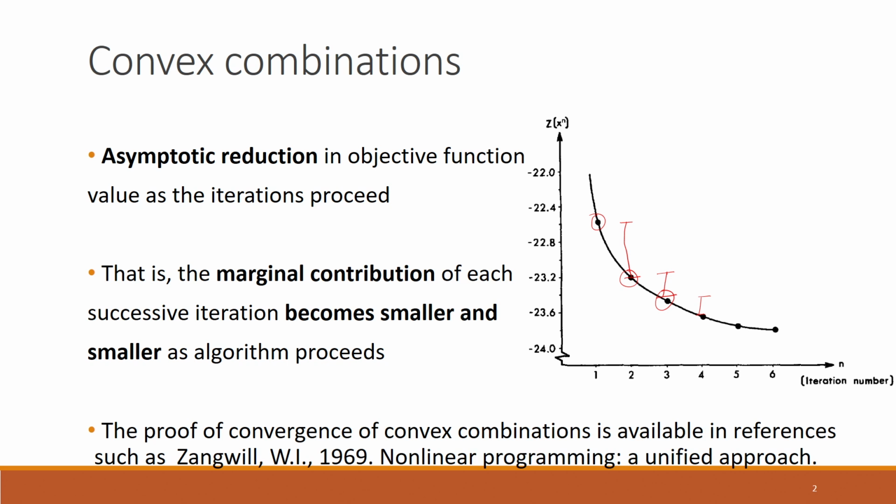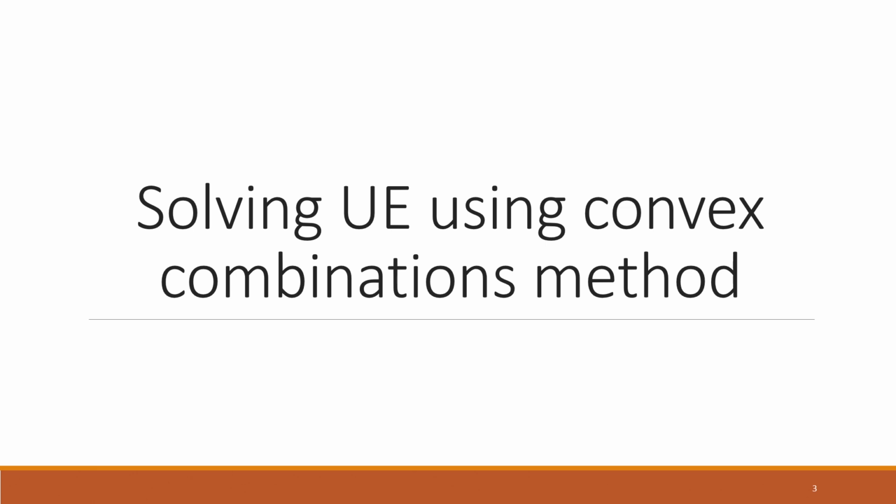So, there is a proof of convergence behind that, but due to the shortage of time we will not be discussing that proof, but it is available in standard references which are mentioned here. With this, we complete the discussion related to convex combination in the general case, and now we will be using this convex combination method to solve the user equilibrium problem.